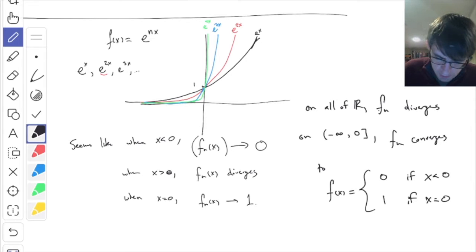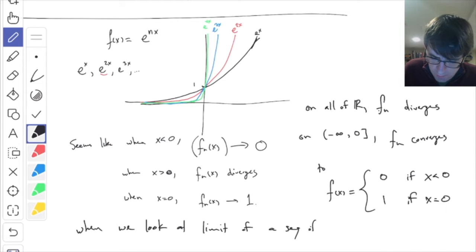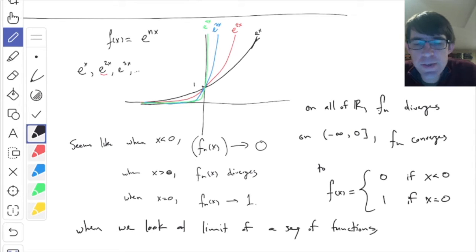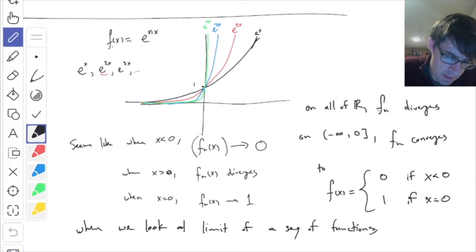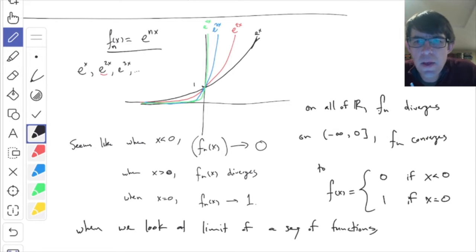So the moral of this story is when we look at the limit of a sequence of functions, this is a strange thing. The domain might be different. Like these functions, they all have, I meant to say Fn of x, right, is e to the nx. They all have domain being all real numbers, right? The thing they converge to, though, it cannot be defined for all real numbers. Its domain is only the negative one.